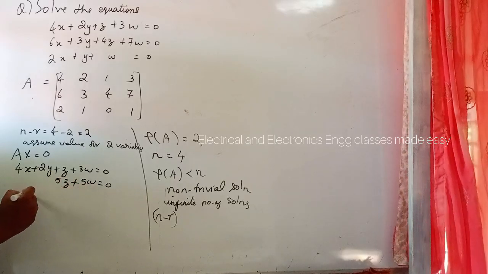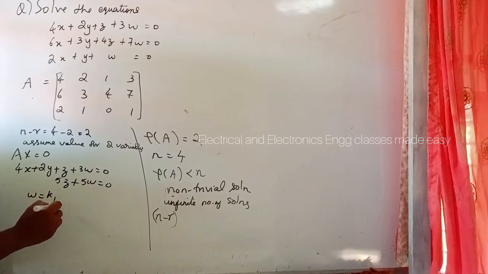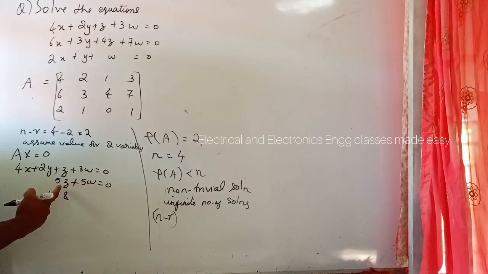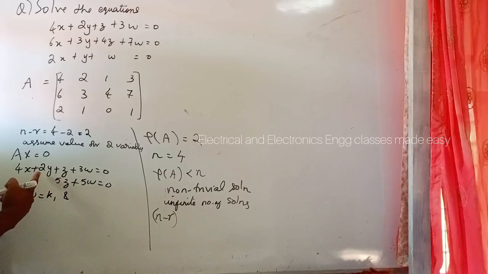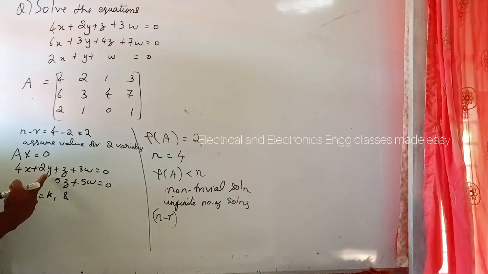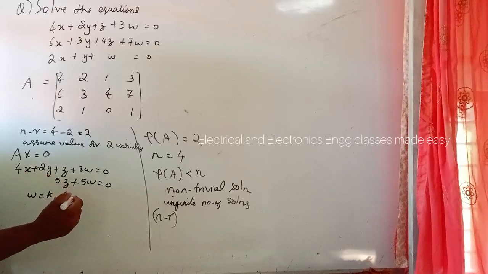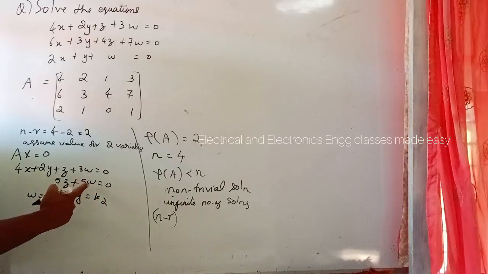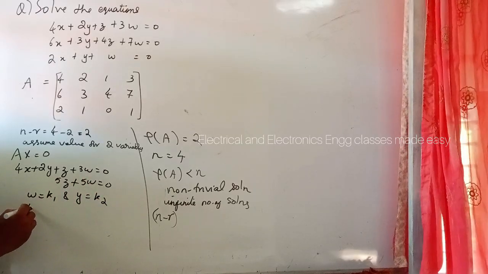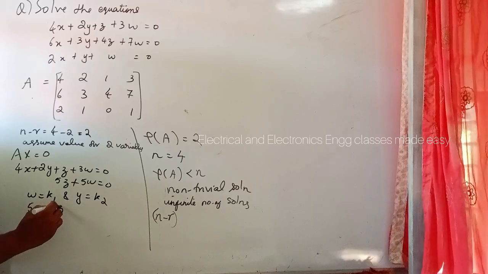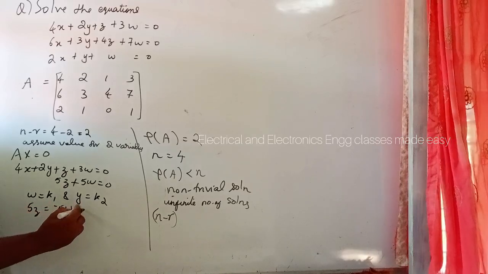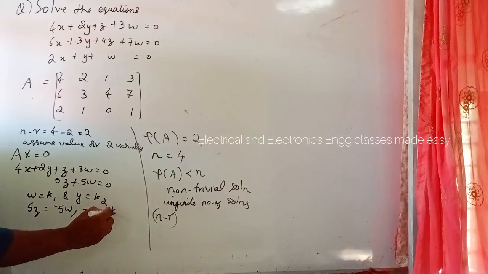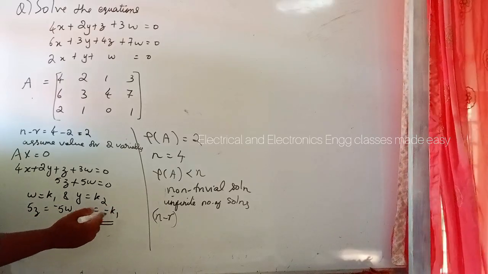So let us assume w equal to k1. And while assuming w equal to k1, we can find the value of z from this equation. Now let us assume value for any of x or y. So let y is equal to k2. Then from this equation we will get 5z is equal to minus 5w and z is equal to minus w, that is minus k1. So z is equal to minus k1.